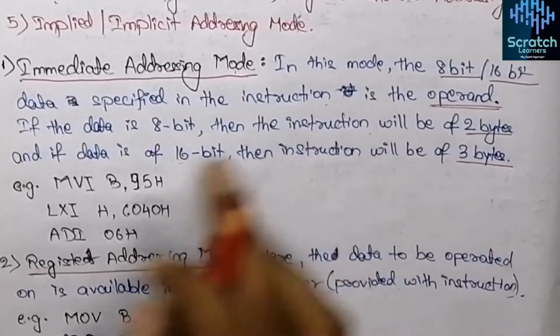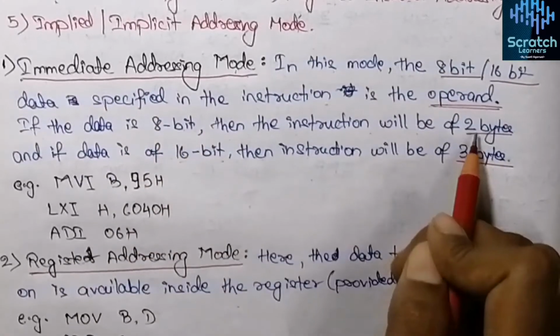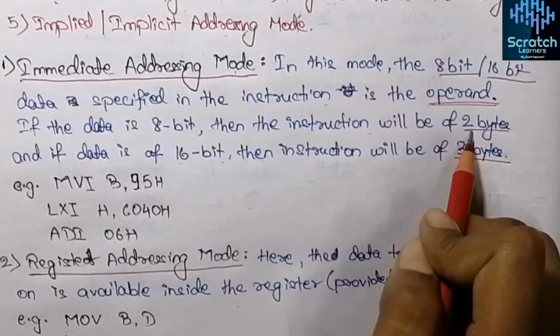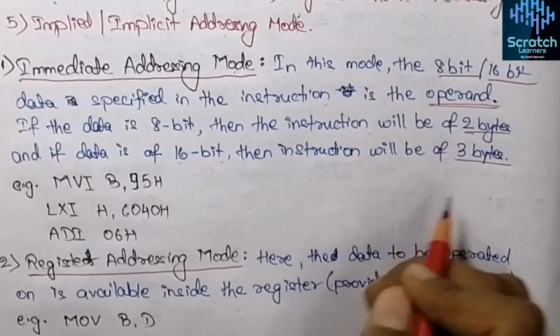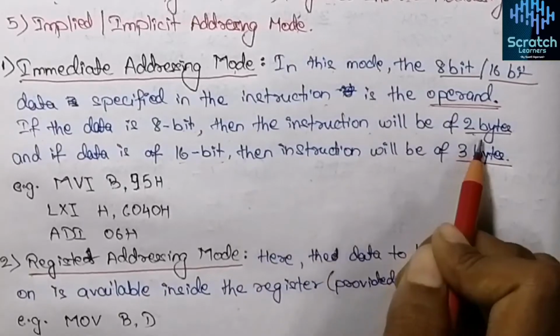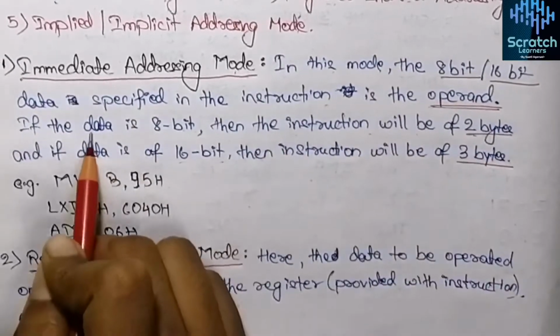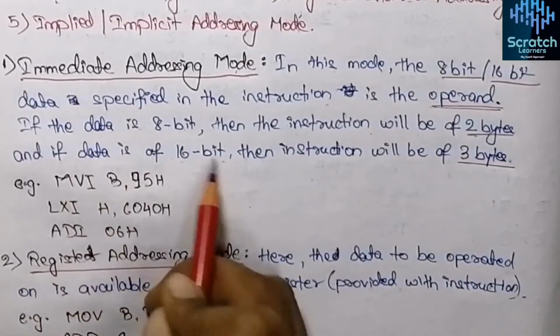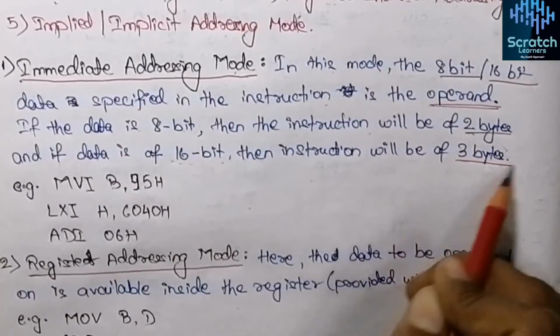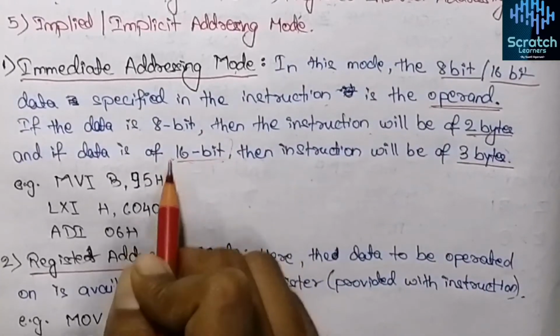Let's understand why. When the data is 8-bit, the first byte will always be occupied by the opcode. Each instruction has a specific opcode. So the first byte will be occupied by the opcode and the second byte will be occupied by the data. And if the data is 16-bit, then the first byte will be the opcode, and the second and third bytes will be the 16-bit data.